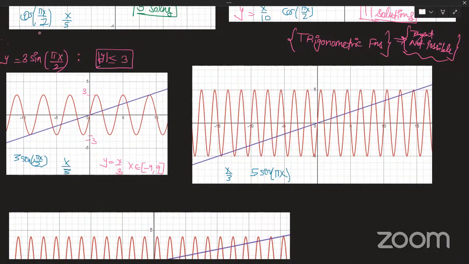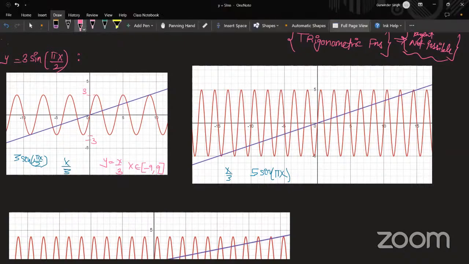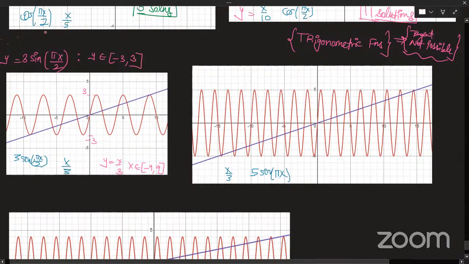Yes, see, I have this curve 3 sine pi x by 2. The maximum value of this curve is 3 and the minimum value of this curve is -3. I have my line like this. So I only have to look into that part of my line, that line segment, where my y is lesser than 3 and greater than -3. So basically my y should belong from -3 to 3. Only if my y is belonging from -3 to 3, only then I can have a solution.